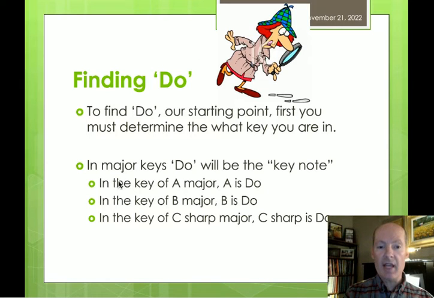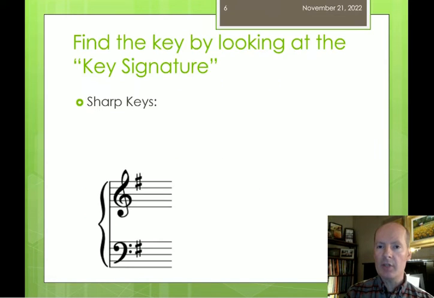So in the key of A major, the note A is do. In the key of B major, the note B is do. In the key of C sharp major, the note C sharp is do. So now we know what to look for.